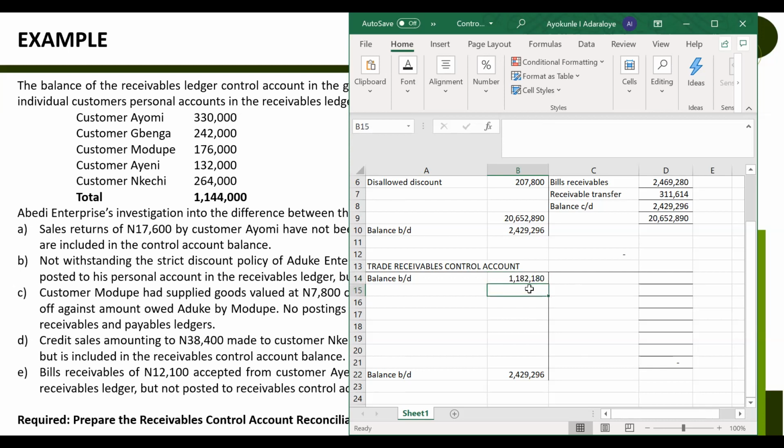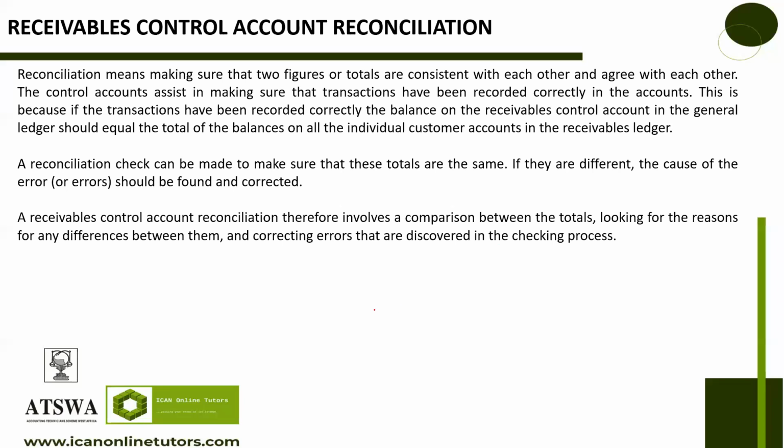We'll be doing lots of calculation now, so please hold on. For receivables control account reconciliation, it means that you are just aligning two figures together to be consistent with each other. We've done this part.